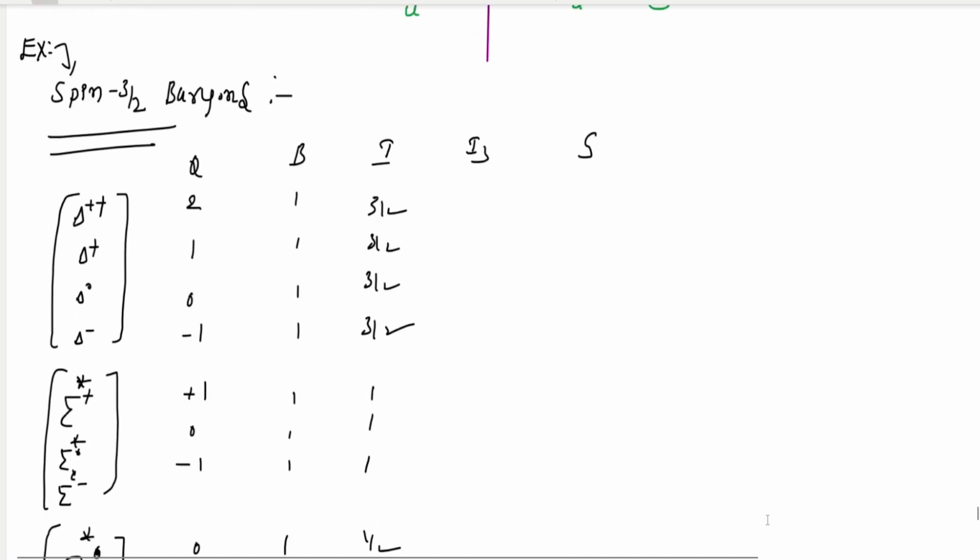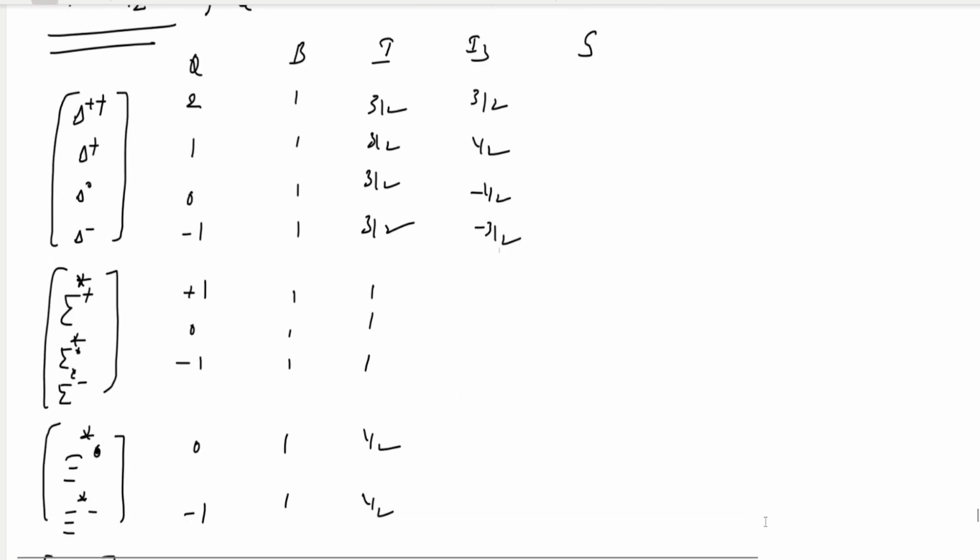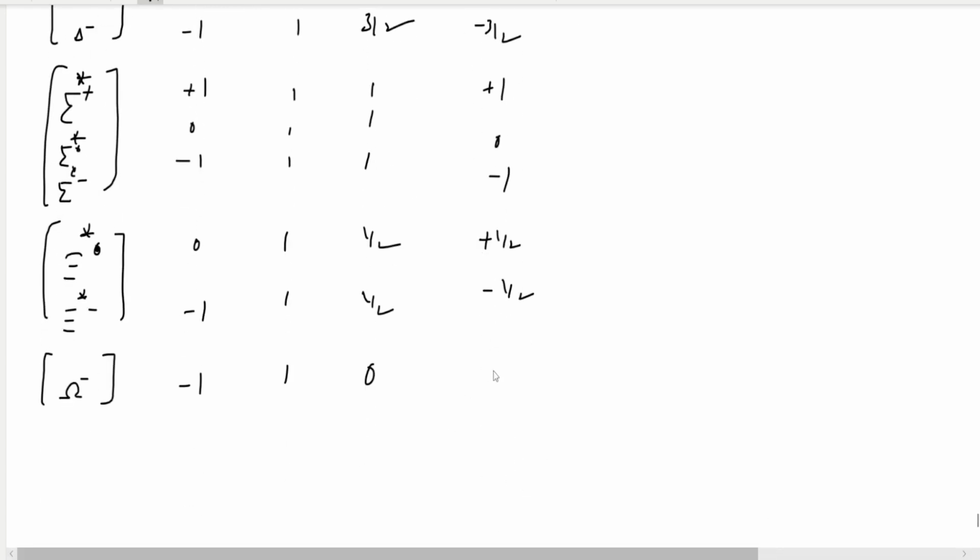Okay. So the I3 component is the same thing. You can calculate the I3 component. This is 3 divided by 2, 1 divided by 2, minus 1 divided by 2, minus 3 divided by 2. And for these particles, plus 1, 0, minus 1. And here plus 1 divided by 2, minus 1 divided by 2. And this omega has isospin 0 for the third component.